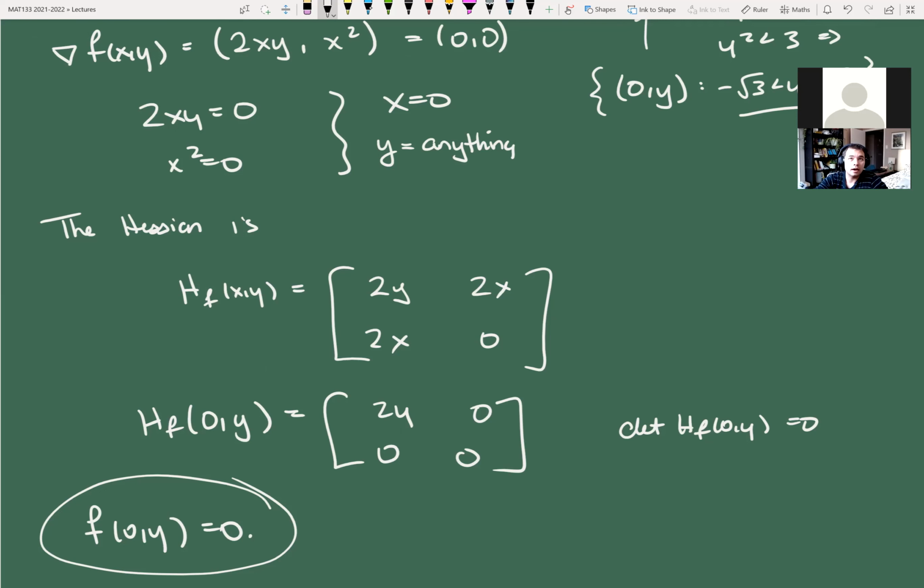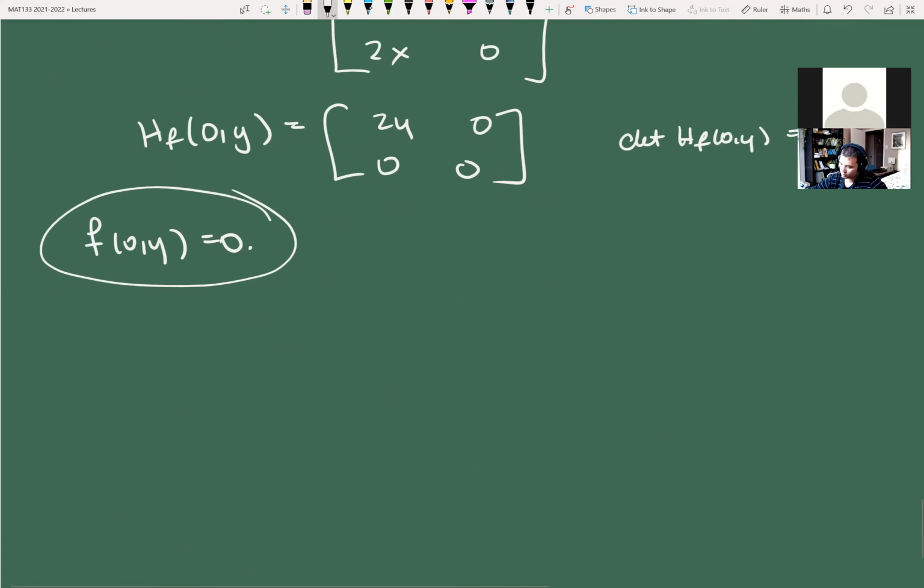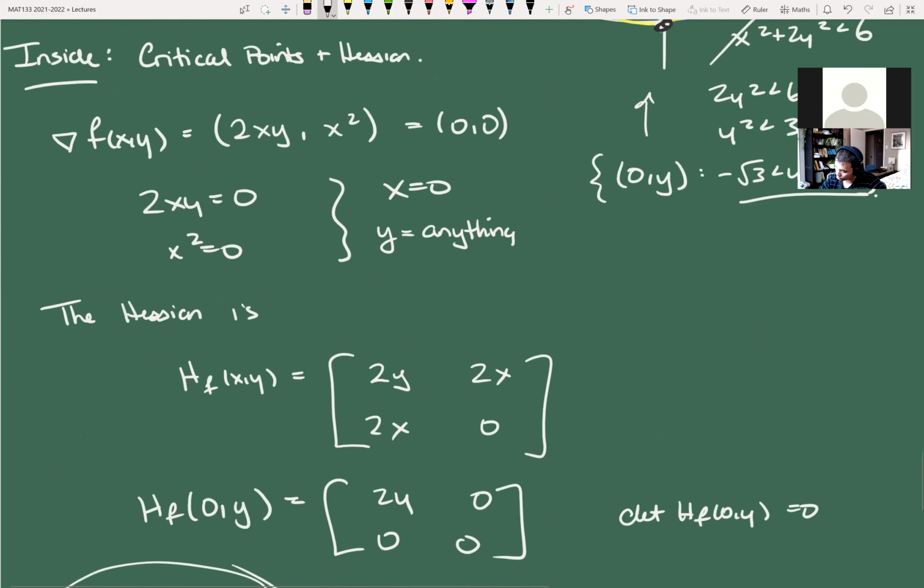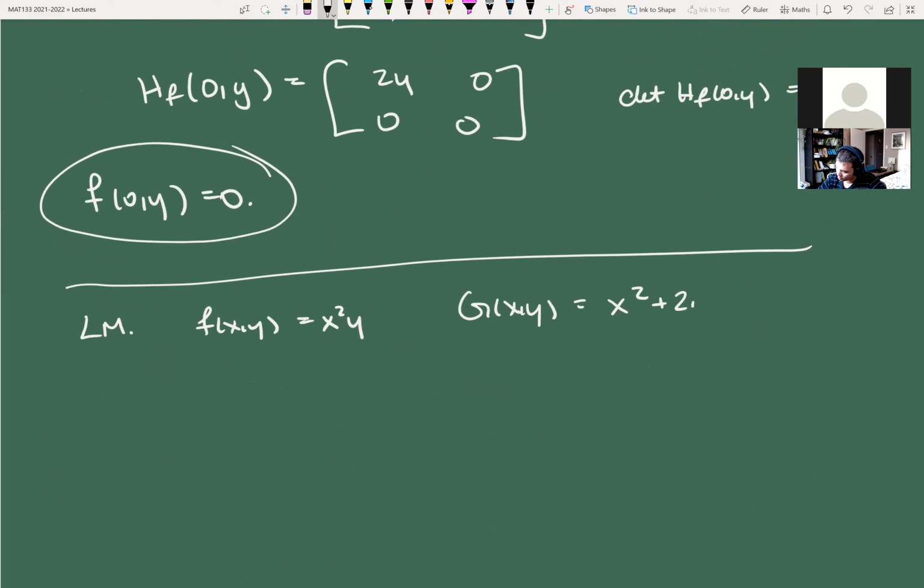So for Lagrange multipliers, we've got f of x, y, just as a reminder, this is x squared y. And we've got our boundary function g, which is x squared plus 2y squared minus 6. You see how we got the boundary function? We take this equation, x squared plus 2y squared equals 6, and then we make that whole thing equal to 0, and that's our function. That's just how I got that.